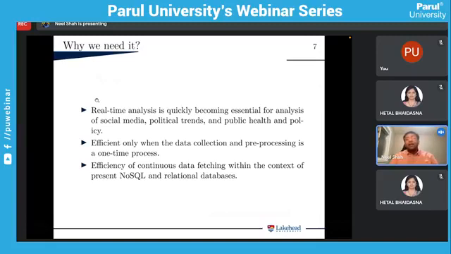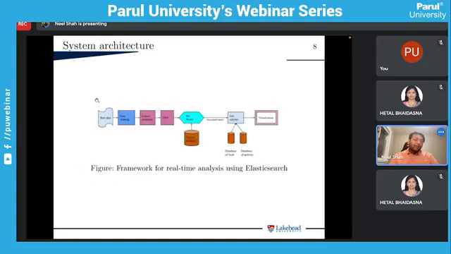We don't want to collect the data and afterwards process the data. So what we try to do here is collect the data and pre-process the data at the same time, before storing that data in a final database. So here, what we do is efficient continuous data fetching, using NoSQL and relational databases to store the final processed data. Let's understand how the system looks at a very abstract level. It is not the nuts and bolts of the system, but how it looks in use right now in a larger, abstract view.